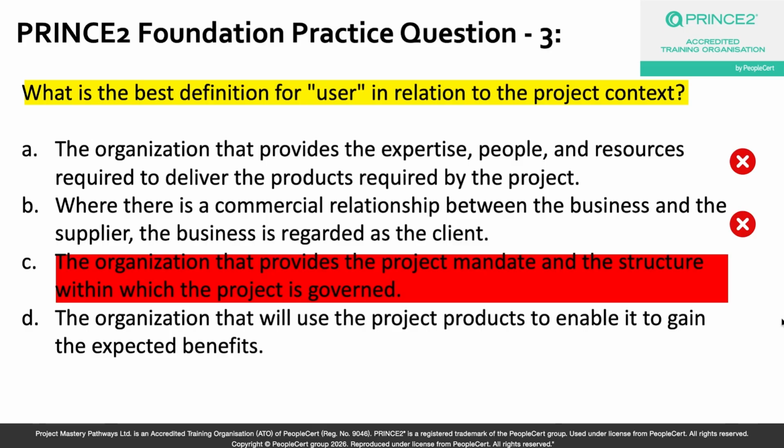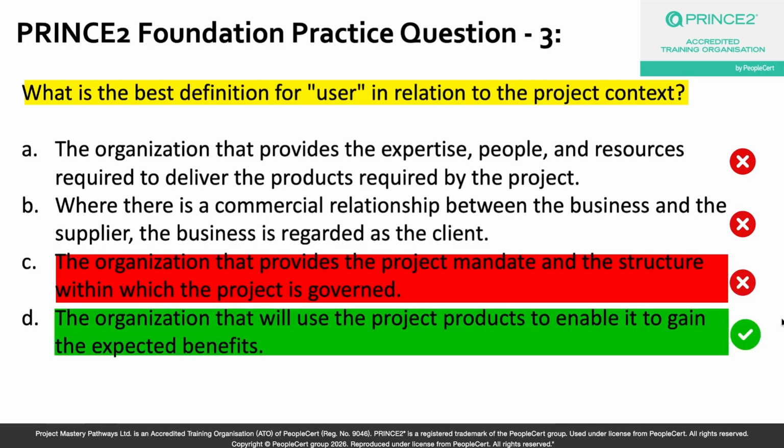So the correct answer to this question is option D, which is the organization that will use the project products to enable it to gather the expected benefits. Okay, and that's really spot on, because the user is the one who actually puts the project's outputs to work. They are the end recipients, right?